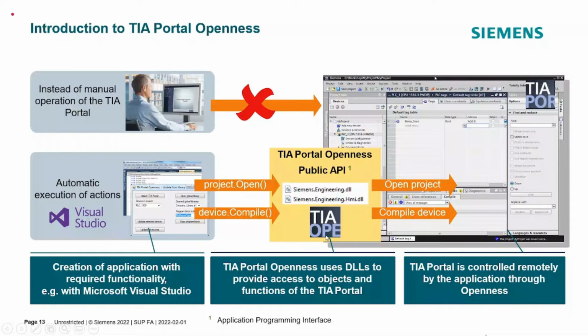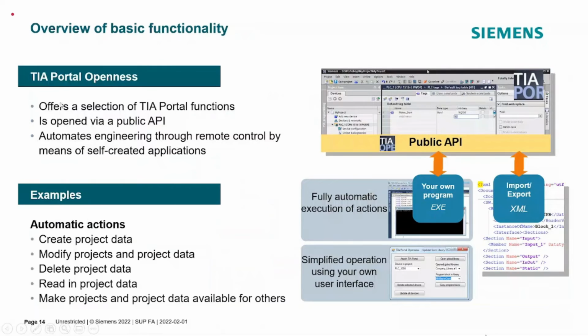So here are some functionalities of Openness. By using Openness, we can create the project data, delete the project data, modify the project data. And whatever blocks we are importing or exporting, they will be generated or exported in XML format. This format you can also open by using the Notepad++ tool or any Visual Studio tool, and there also you can see the code and make changes accordingly.